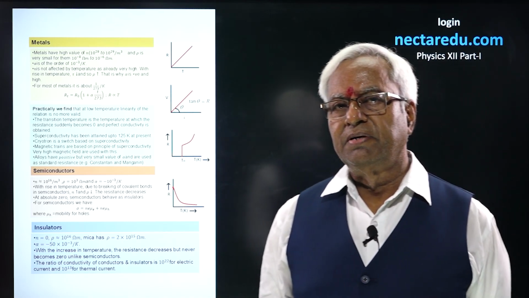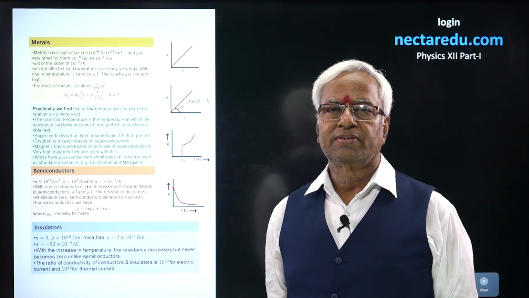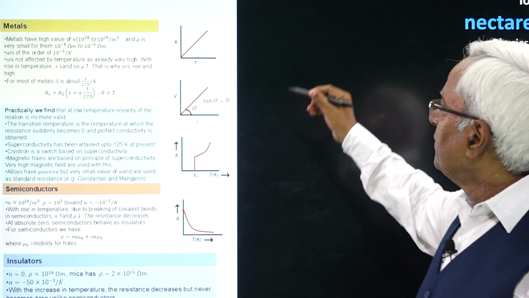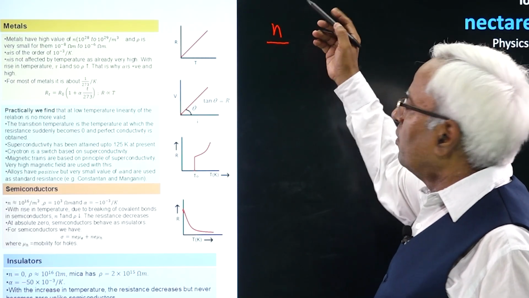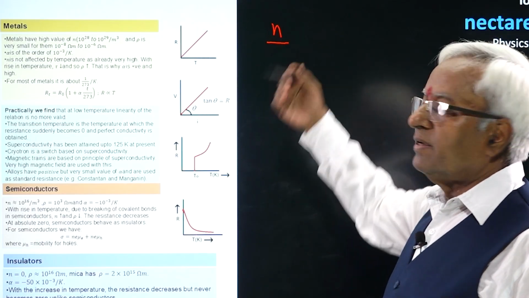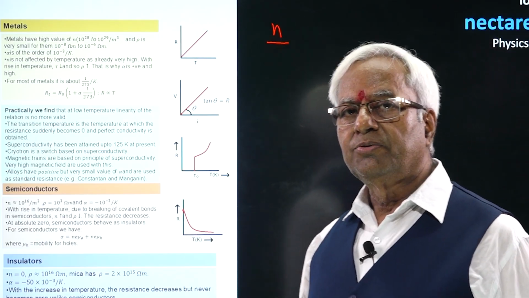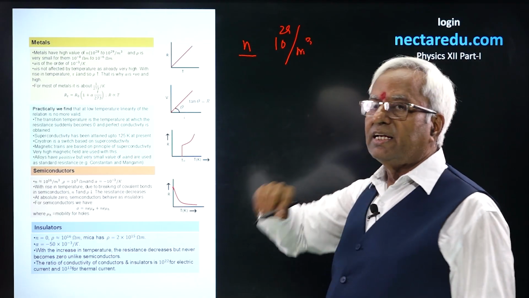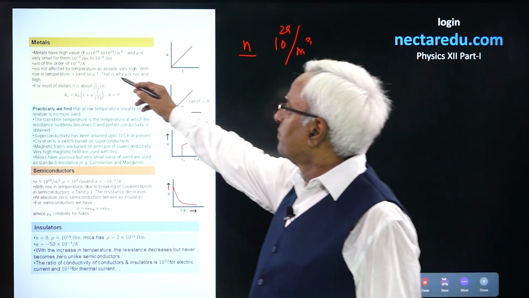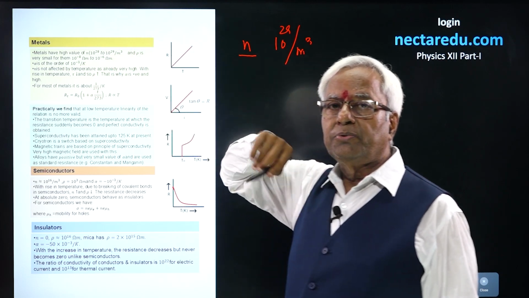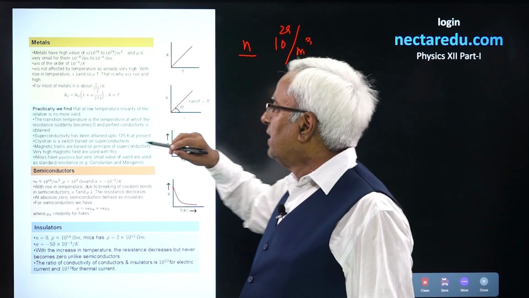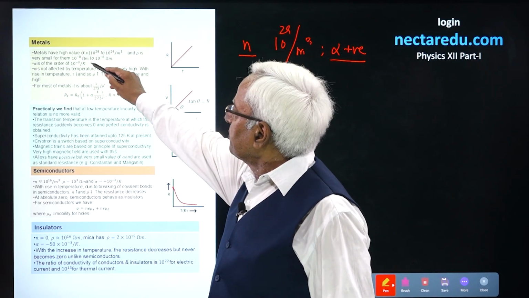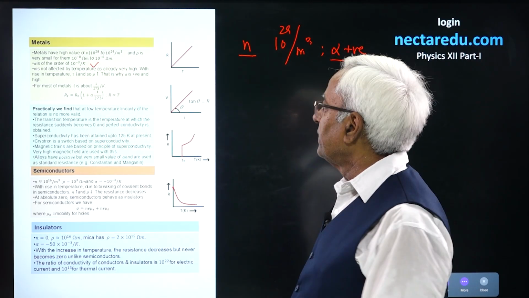Let's see now the effect of temperature on metals, semiconductors and insulators separately. First of all, the metals. Metals have a very high value of electron density, roughly 10^28 or 10^29 per meter cube. The specific resistance for them is of the order of 10^-8 ohm meter to 10^-6 ohm meter. And alpha is positive, its value being 10^-3 per Kelvin.